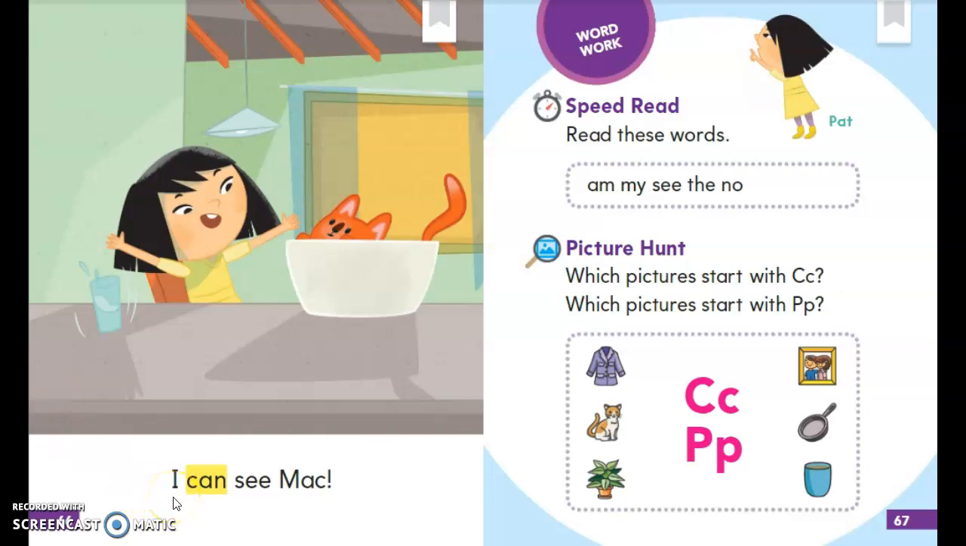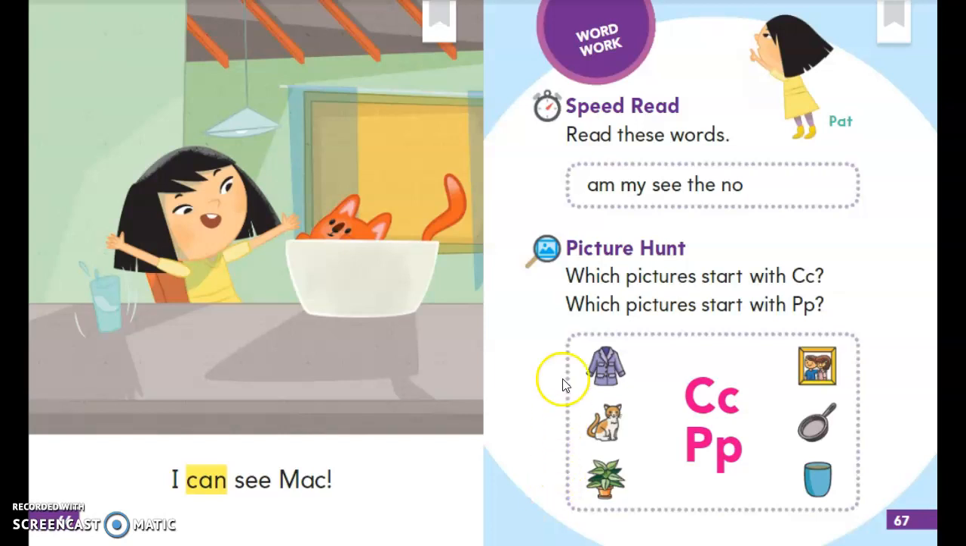So let's read. I can see Mac. And there's that exclamation mark. Let's read that one more time together. I can see Mac. Yay, she found her cat. Awesome. All right, boys and girls, what was your favorite part of that story? Tell a friend in your house or tell a stuffed animal friend.